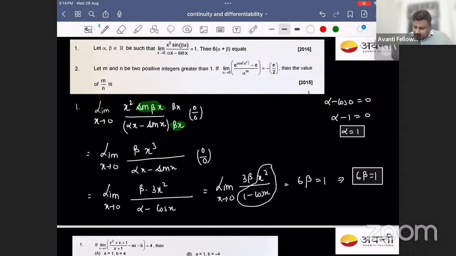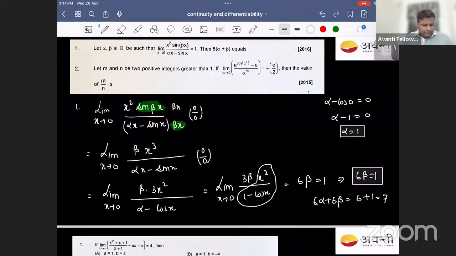In the problem, they are asking for 6 alpha plus 6 beta. 6 alpha will be 6, 6 beta is 1. So answer is 7. I hope this point is quite clear to everybody. It's a simple question. And see, every question asked in JEE Advanced is not always a tough question. Got it? Have a look. Absorb it.